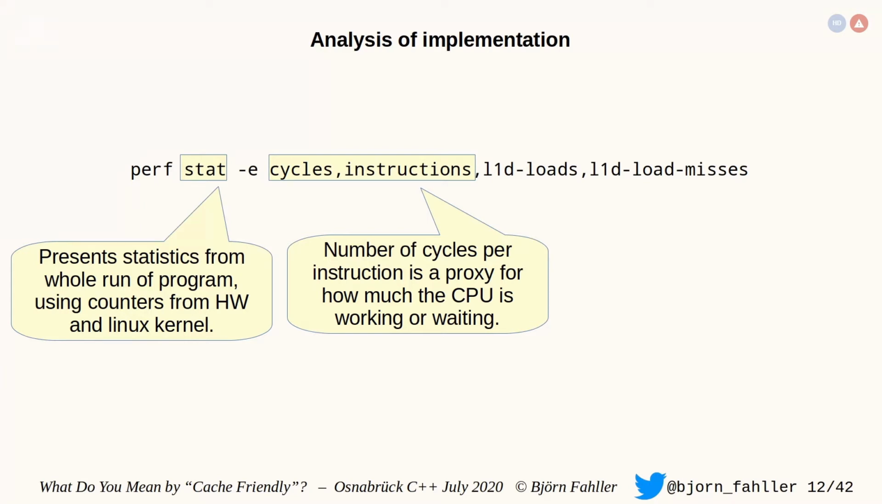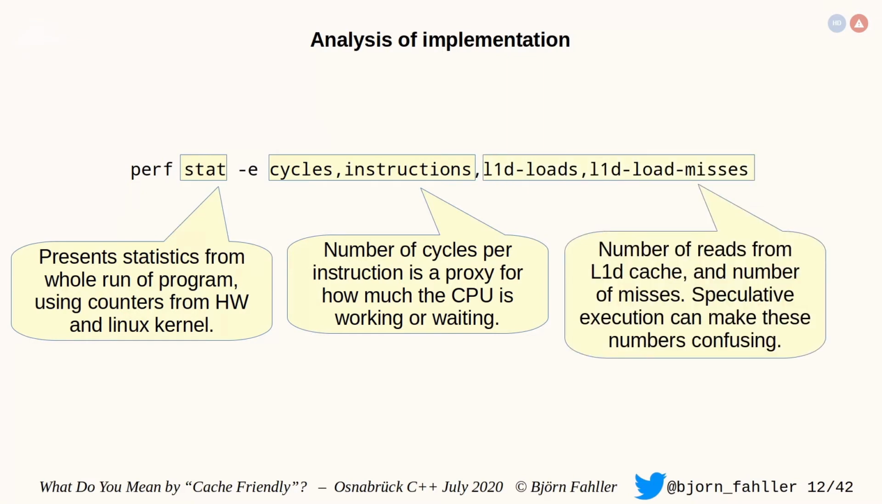I find that it's often interesting to take a look at cycles and instructions, because together they are a proxy for how busy the CPU is. The CPU is capable of executing several instructions per cycle, but if it's waiting a lot due to cache misses, it can instead be several cycles per instruction. So it's an indication, although be careful with interpreting that, because it can be busy doing something that is stupid. So be careful.